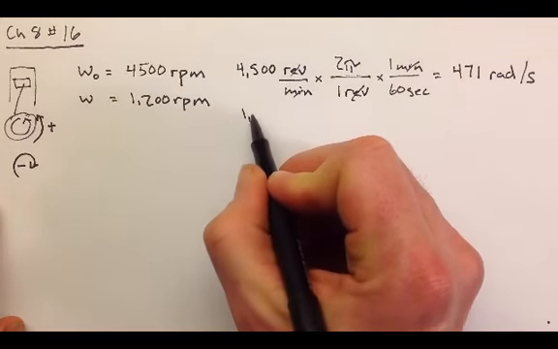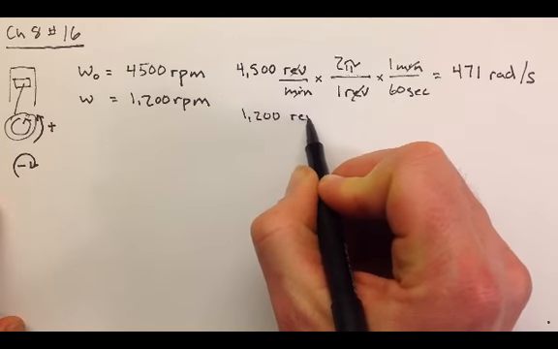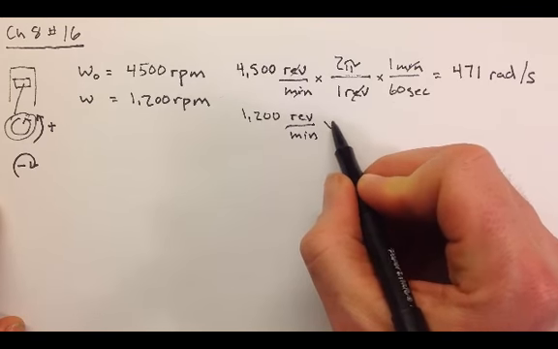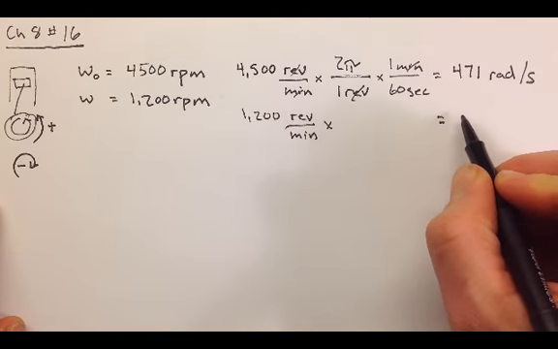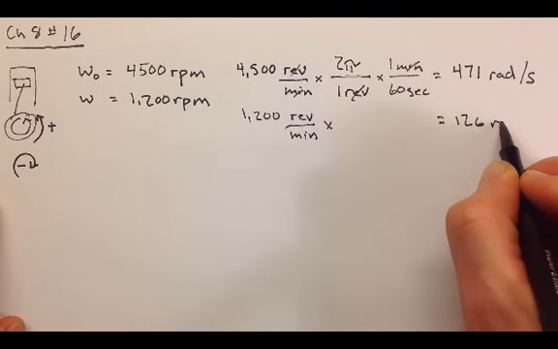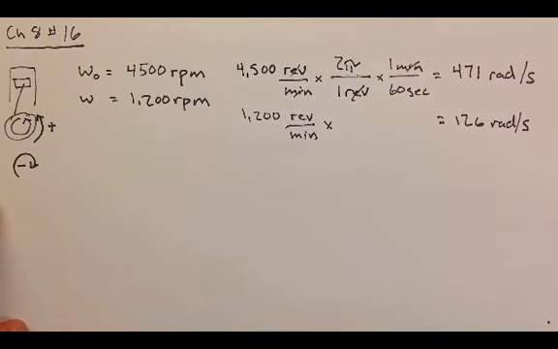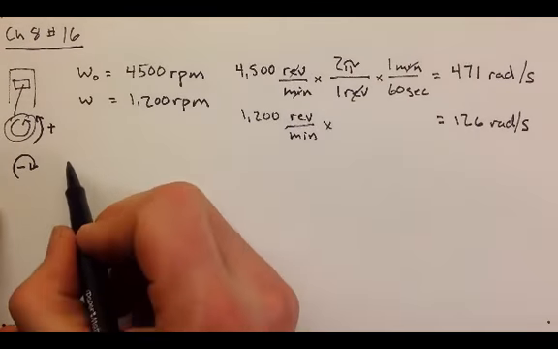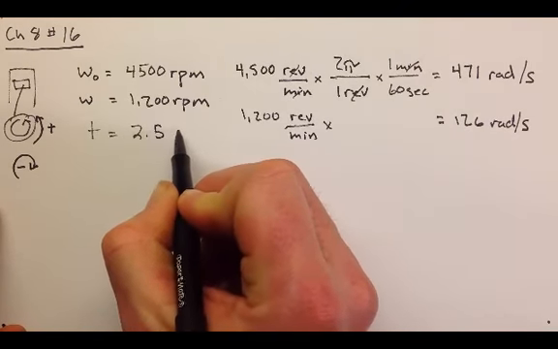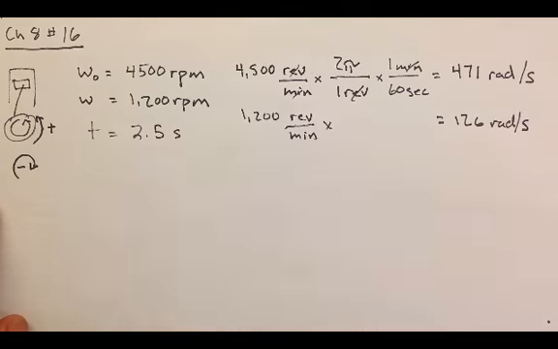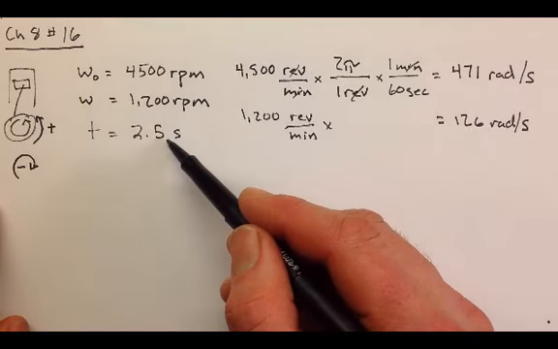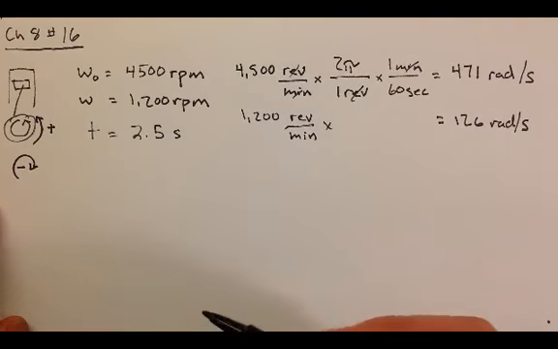We could do a similar calculation with 1,200 revolutions per minute. And likewise, this turns out, rounded, to be about 126 radians per second. Okay, part A. Oh, pardon me, I missed a variable here. We were told that this occurs over 2.5 seconds. Again, you can see why I wanted to convert these into seconds. If I have this time in seconds and that time in minutes, my equations won't work.